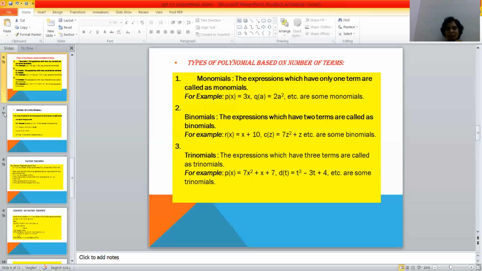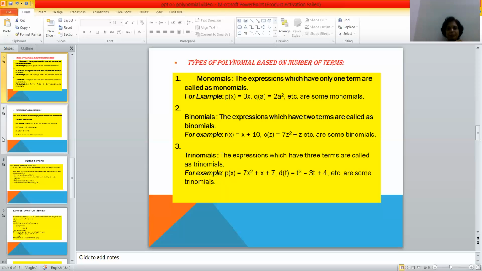Second, binomial, the expressions which have two terms are called binomials. For example, r of x is equal to x plus 10. There are two terms, x and 10, so it is a binomial. c of z is equal to 7z square plus z. Here there are also two terms, 7z square and z. So it is also a binomial.